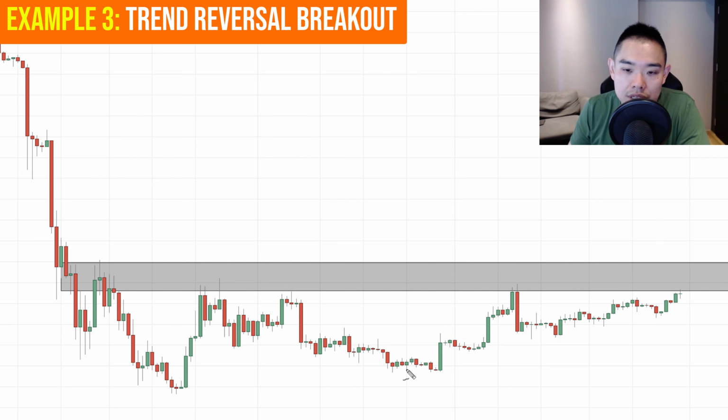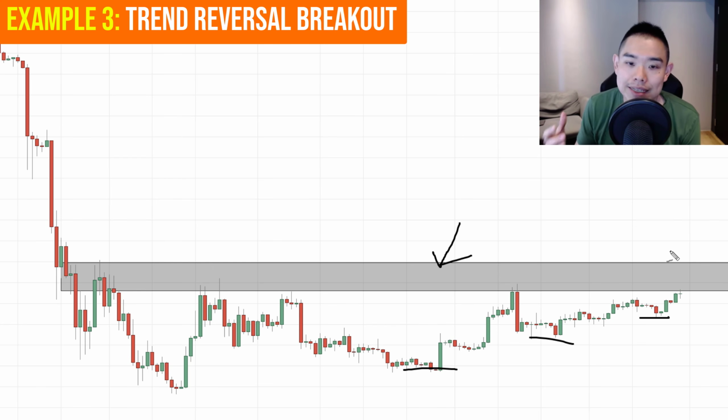Notice the series of higher lows, higher lows, higher lows, coming into this area of resistance. Now you might be thinking, but Rayner, didn't you just say earlier that the ascending triangle chart pattern is a trend continuation pattern? Well, you're absolutely right. Earlier I said that the ascending triangle chart pattern is a trend continuation pattern. However, I didn't mention that the ascending triangle pattern can also be a reversal chart pattern.